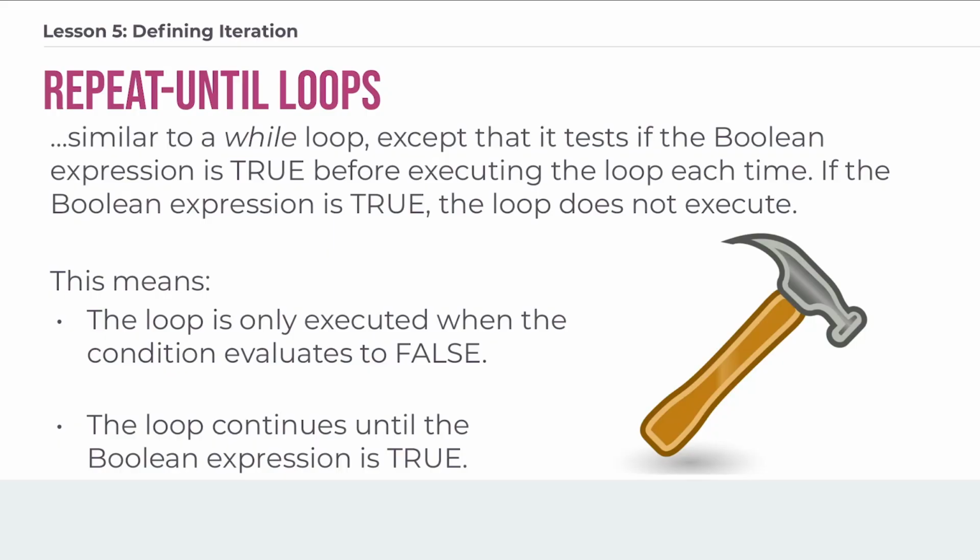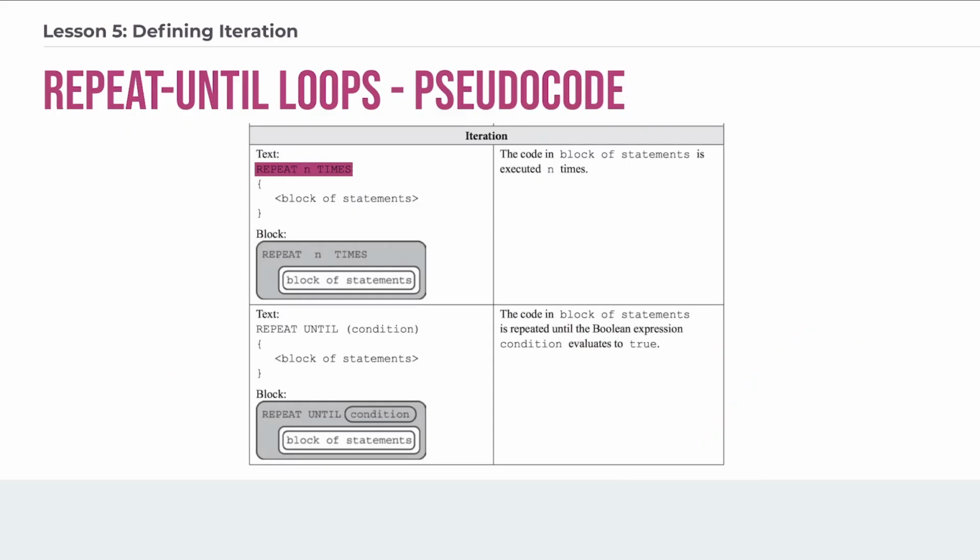So you will see something like this up here, where it tells you it's going to repeat n times, and presumably you will be told what the n is, and then there's the block of statements right there. And here's what it looks like in the visual pseudocode.